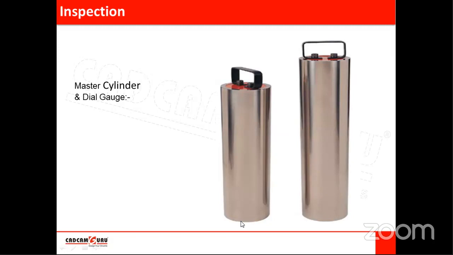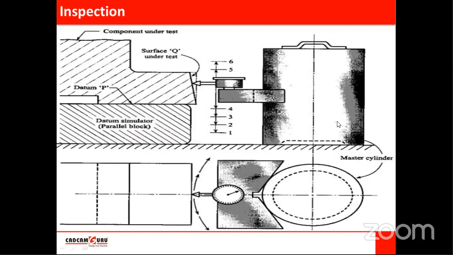So here, the bottom surface and axis of this master cylinder is perfectly perpendicular. Perfectly means as close as possible. These are perpendicular, so we can use master cylinders and a V block. This V block is mounted over this master cylinder to ensure perfect contact of this cylindrical surface with the V block, and a dial gauge is mounted on that.